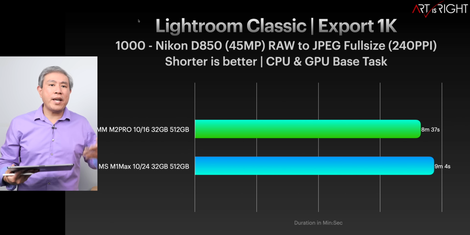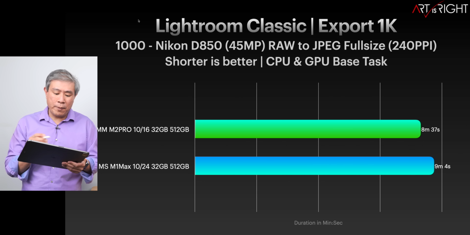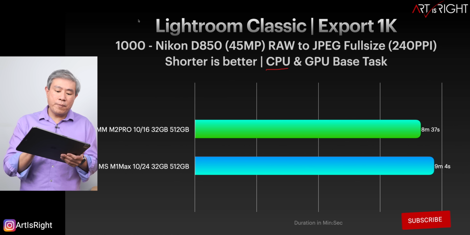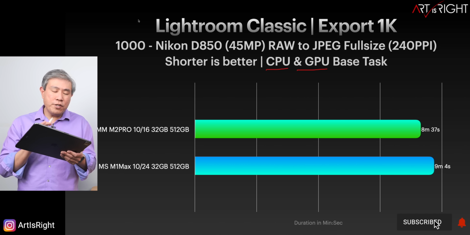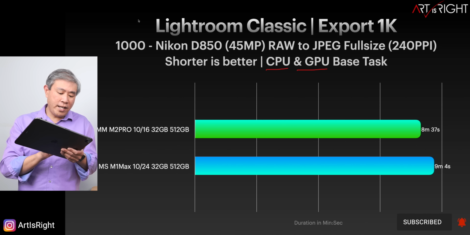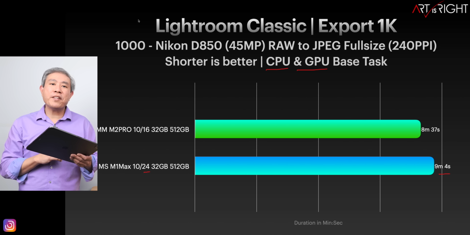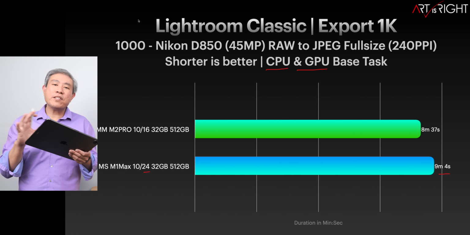What about when we go to export files? And by the way, mind you, these are 1,000 files we're exporting, so quite a bit. This task used both the CPU and GPU in the system. And interestingly enough, even though we have more GPU on the M1 Max, it's still a little bit slower, by less than 30 seconds or so. So that's just something to think about. Performance is on par with each other.